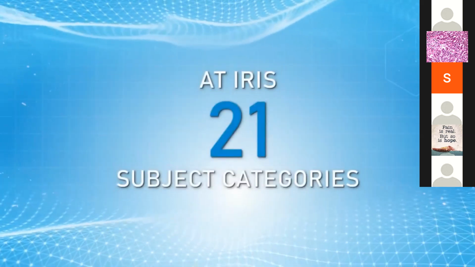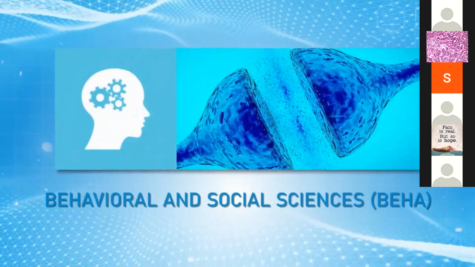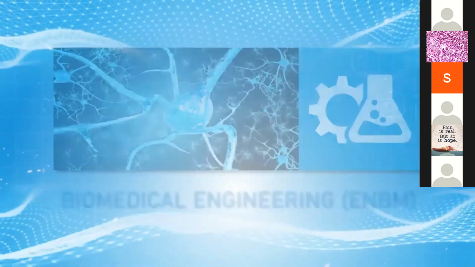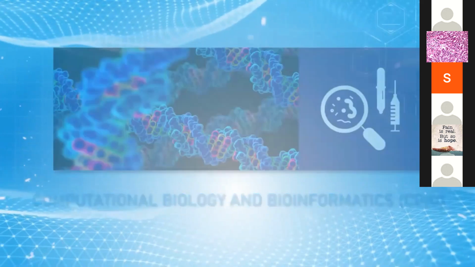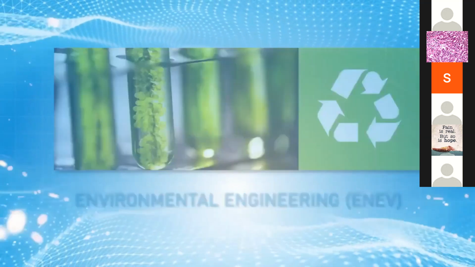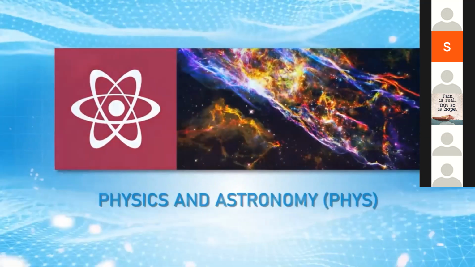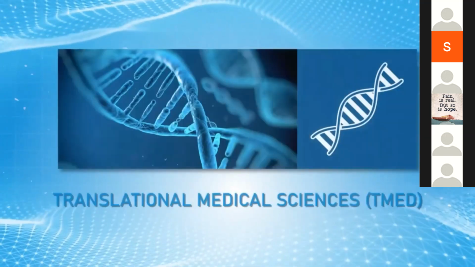At IRIS, you have a variety of 21 subject categories to choose from, ensuring that your project has a category that fits. The categories include animal sciences, behavioral and social sciences, biochemistry, biomedical and health sciences, biomedical engineering, cellular and molecular biology, chemistry, computational biology and bioinformatics, earth and environmental sciences, embedded systems, energy, sustainable materials and design, engineering mechanics, environmental engineering, material sciences, mathematics, microbiology, physics and astronomy, plant sciences, robotics and intelligent machines, system software, and translational medical sciences.